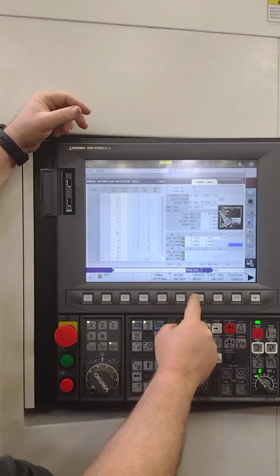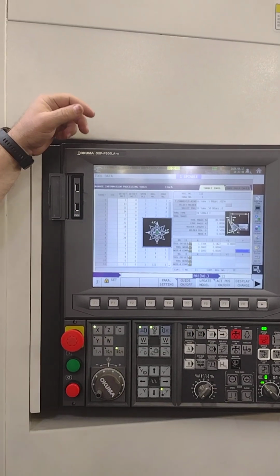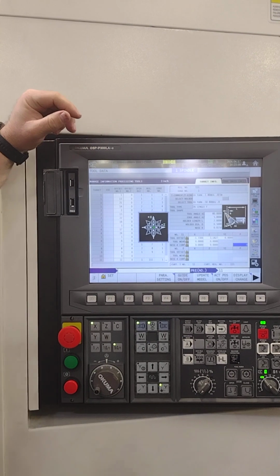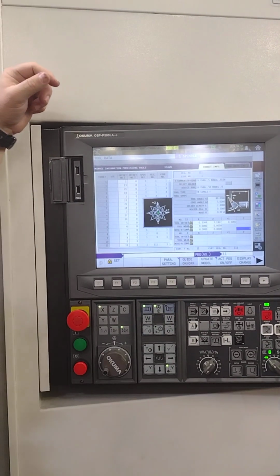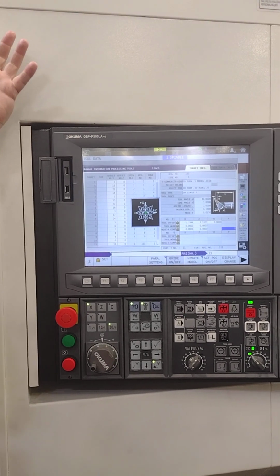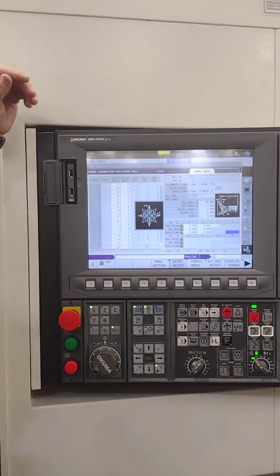Right arrow, we've got a guide on off. Now the guide on off is if you have an insert, imagine this is your insert and the center is the tip of the insert. Which direction is this tool facing? That's what it wants to know, right?